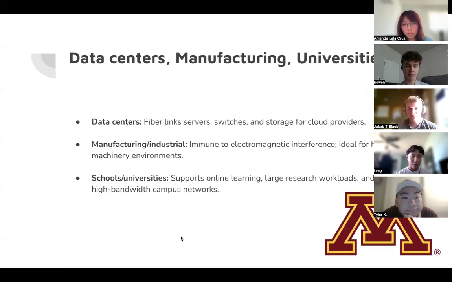Fiber optics are also important in places like data centers, manufacturing, and schools and universities. In data centers, fiber links servers, switches, and storage for cloud providers like AWS and Google Cloud. In industrial environments, fiber is safer because it isn't affected by electromagnetic interference, so it's really ideal for such an environment. And then schools and universities use fiber for online learning, research, and high bandwidth applications across campus.